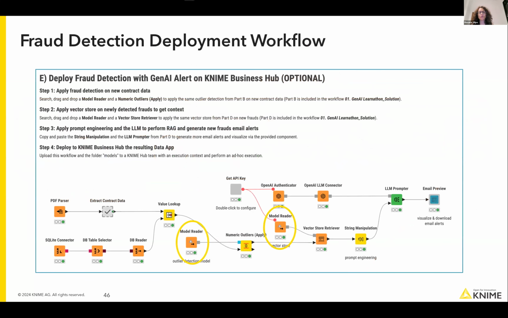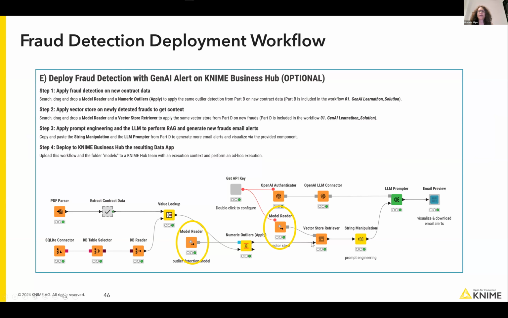So what does the deployment workflow do? It takes another contract. Let's say we are tomorrow. It takes the new contract of the day, parses it, imports it, and so on. Then it finds again in the database the customer with the language that he chose for the communication. Then you take the model that you saved from the numeric outliers and apply it, and this model is going to tell you if, according to the statistic that you built yesterday, this contract falls in the outlier category or not.